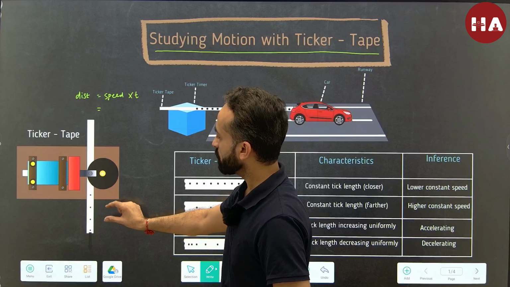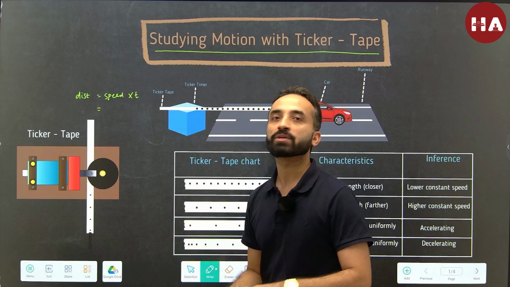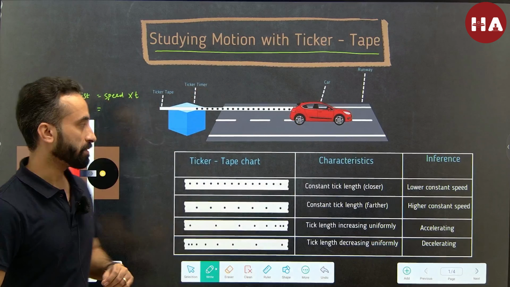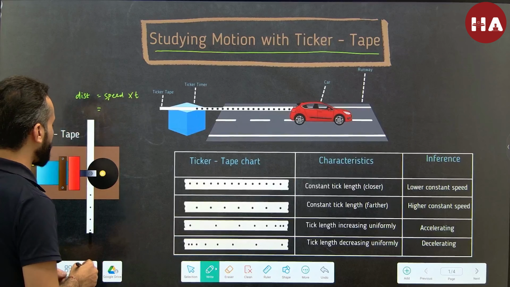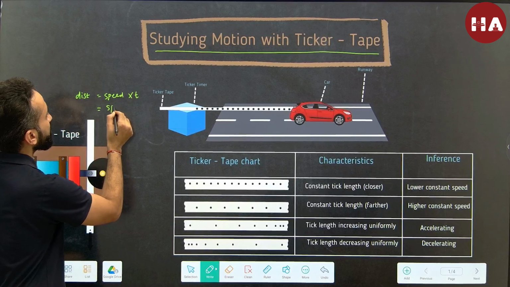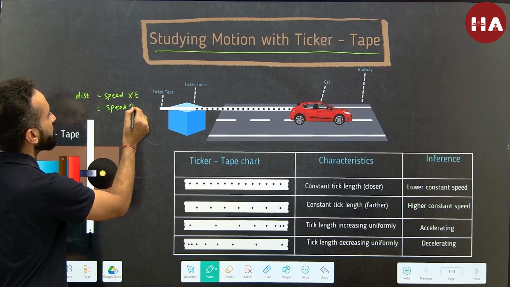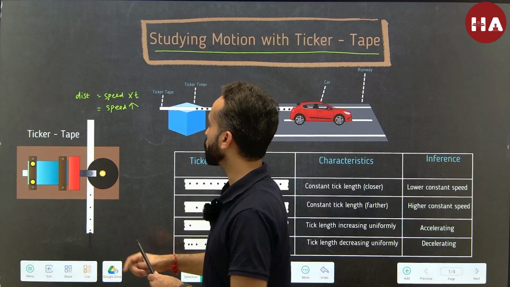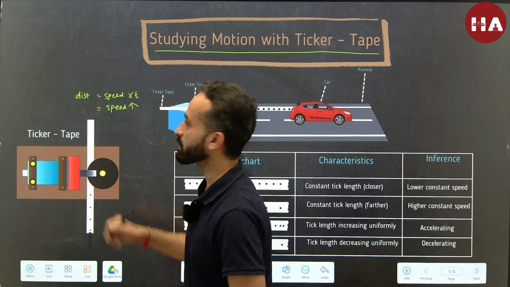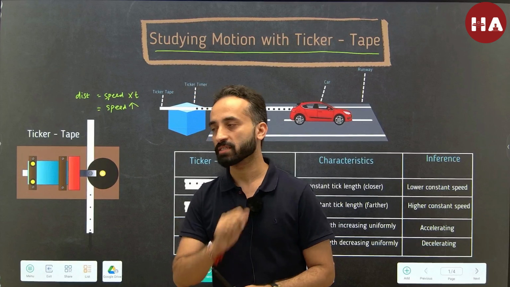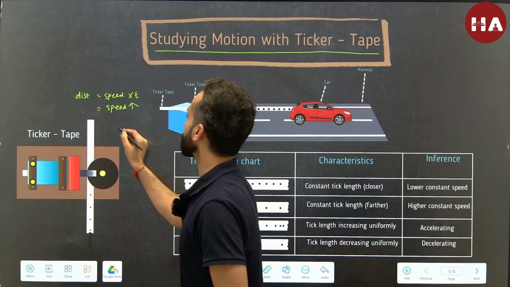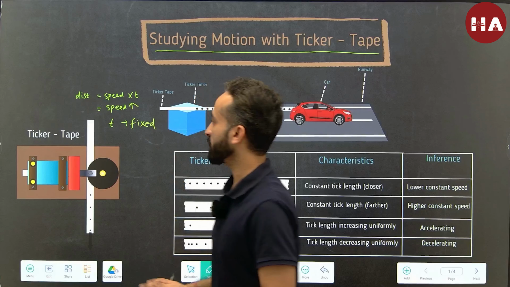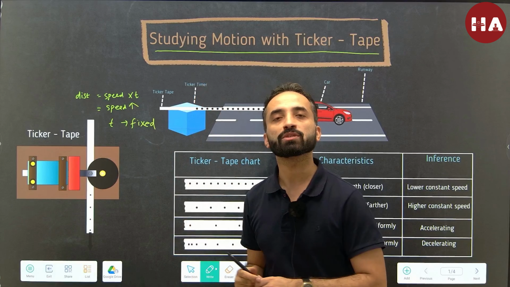So by knowing the situation of the dots, you can analyze the motion. How? Let's understand one by one. So the first thing that you need to understand is, what if the speed is more? A higher speed will mean that the dots should be separated by a larger distance. Why do I say so? Because time is fixed. It is already decided. So for example, it was 0.1 second.